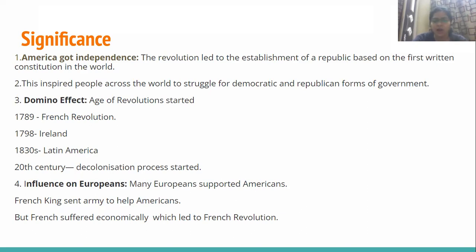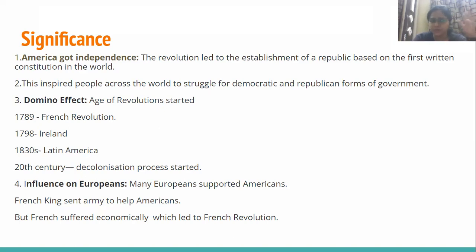Second thing, America adopted democracy, and obviously there was democracy in other countries also, but this was a very significant event in world history, because America became the first republic country, with the first written constitution, and a democratic country that inspired the other countries to accept democracy as a form of government.